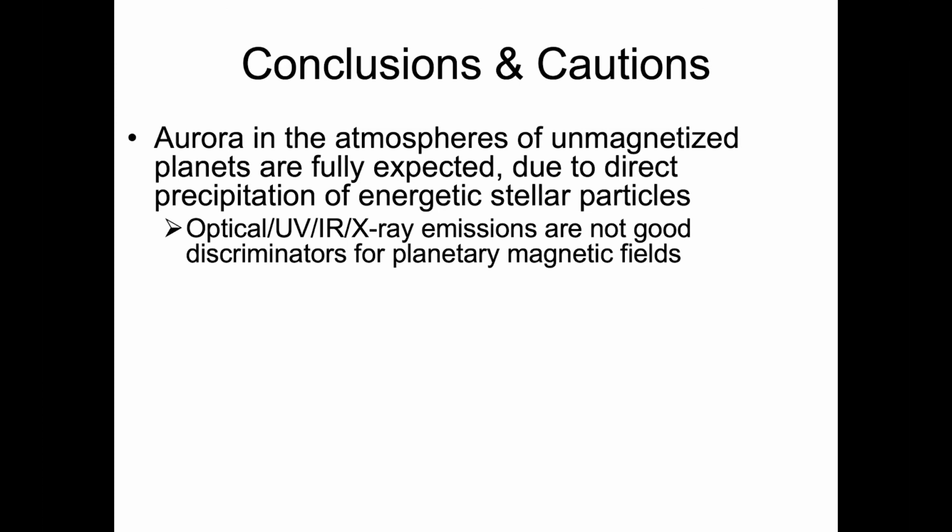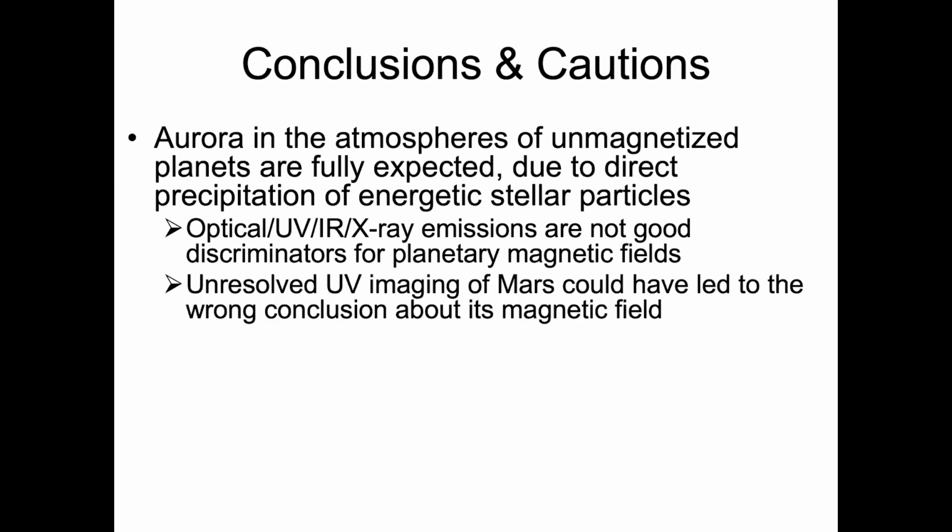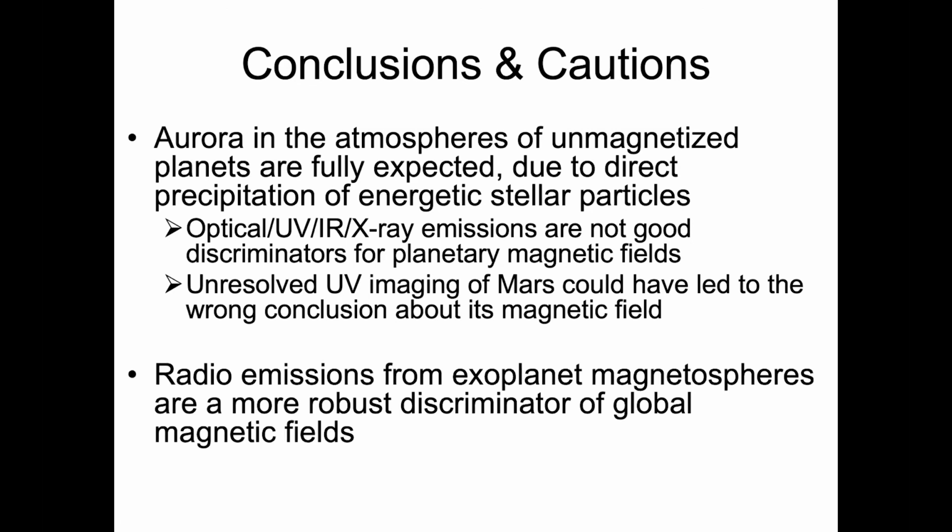And when UV scope or even better telescopes are invented, you have to be careful about interpreting those emissions from a planet as evidence for a magnetic field. And a real warning to all of us is that if the technology had existed for unresolved ultraviolet imaging of Mars before the MAVEN type observations, we probably would have reached the wrong conclusion about its magnetic field. And I want us to be careful going forward with exoplanets. I think it's much more robust to use radio emissions as a discriminator of global magnetic fields.